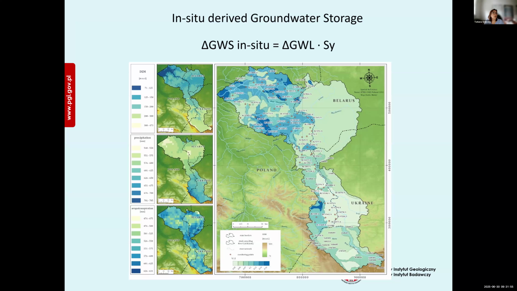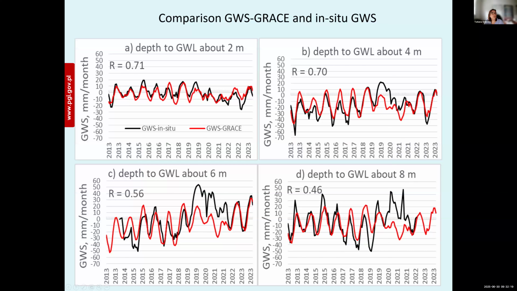Another approach used to verify the accuracy of our groundwater storage estimation algorithm was comparison with groundwater storage values calculated using the groundwater level fluctuation method based on monitoring well data and specific yield. The comparison between in situ and GRACE groundwater storage showed very good phase agreement across all groundwater level depth categories.